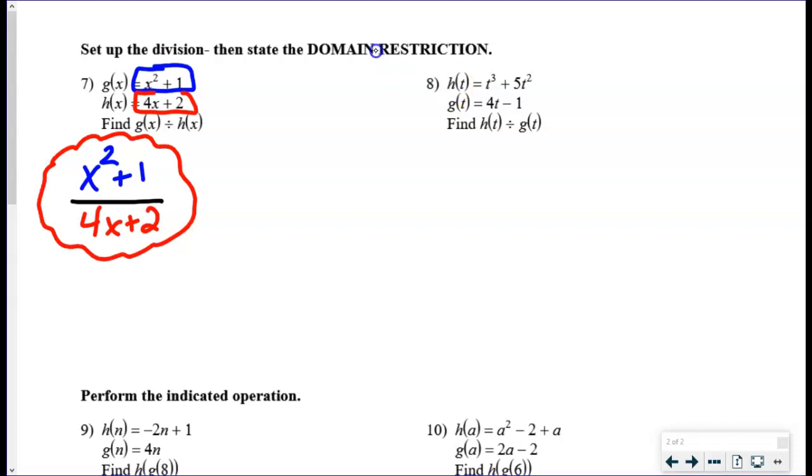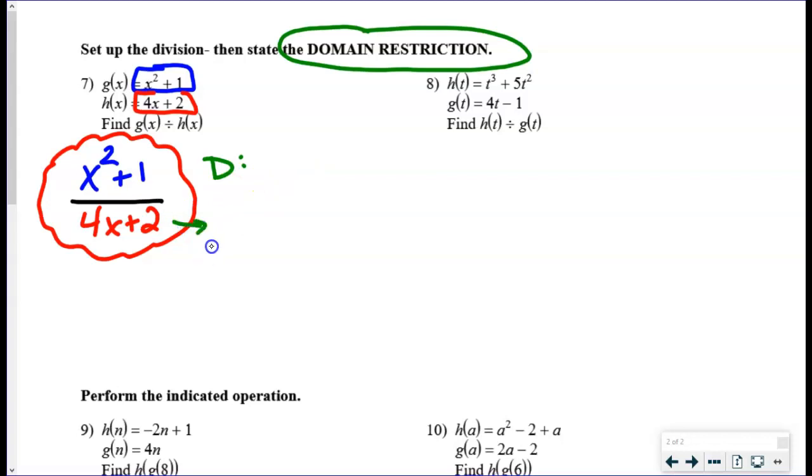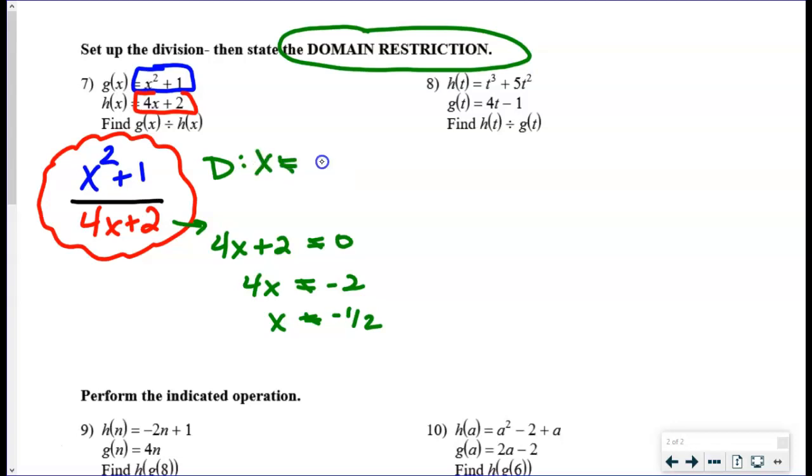The domain restriction is the problem though, right? The domain restriction in a fraction says that your denominator can't be 0, so you can't divide by 0. To figure this out, you set up a little side problem and say 4x plus 2 cannot be 0, a little anti-equation. Then you solve it. So 4x cannot be negative 2, which means x cannot be, if I divide by 4, negative 1/2. And that's your domain. You say x cannot be negative 1/2.